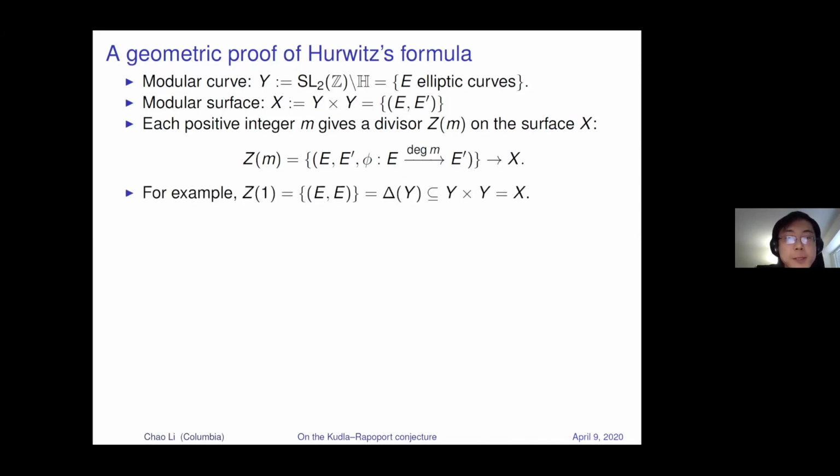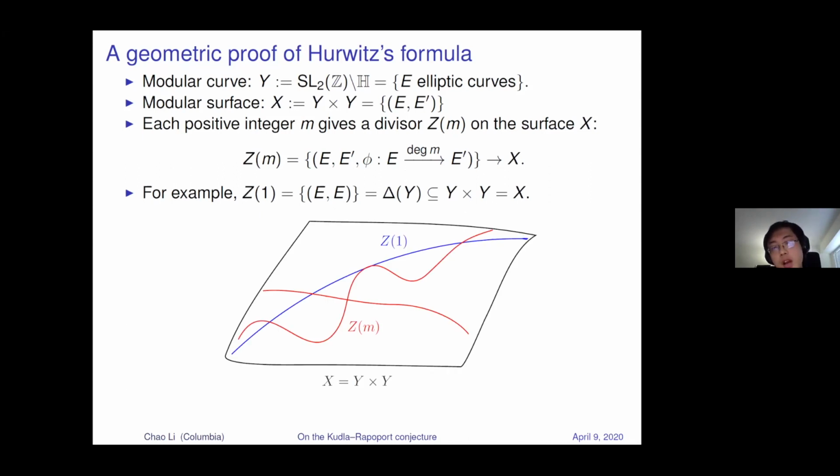For example, in the simplest case, m equals 1, the modular interpretation is simply classifying a pair of isomorphic elliptic curves. And so Z_1 is nothing but the diagonally embedded Y inside this modular surface. So we now have an interesting geometric picture. I have a surface that's quite simple, formed by a product of 2 modular curves. You know this level 1 modular curve is also isomorphic to A1, the affine line. So the surface is nothing but A1 cross A1, with a diagonally embedded A1 inside this modular surface, and associated to this integer m, I have a probably very complicated divisor on the surface.